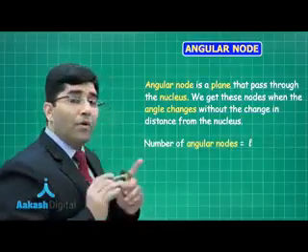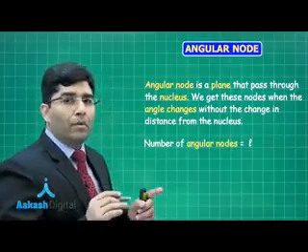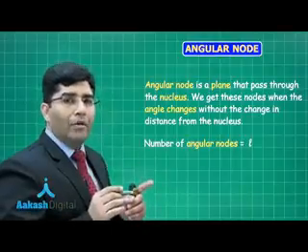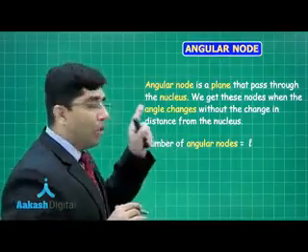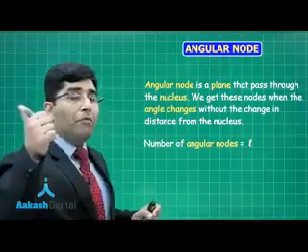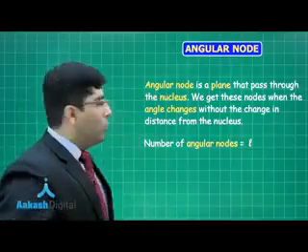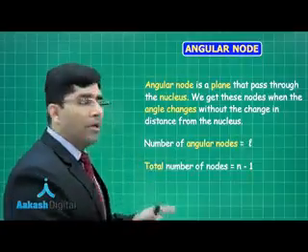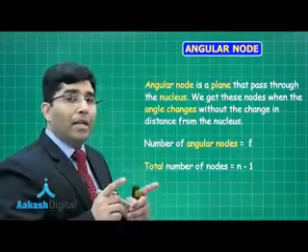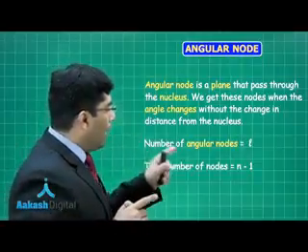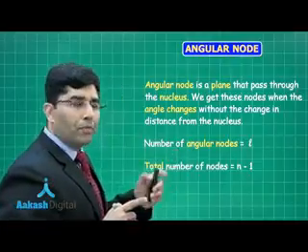First, we should know the formula to find the angular nodes: the number of angular nodes is equal to the azimuthal quantum number, that is equal to L. So the number of angular nodes is equal to L. The number of radial nodes was n minus L minus 1. So the total number of nodes for a particular subshell will be equal to n minus 1, right?